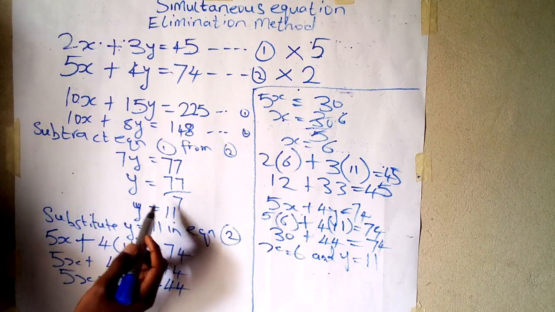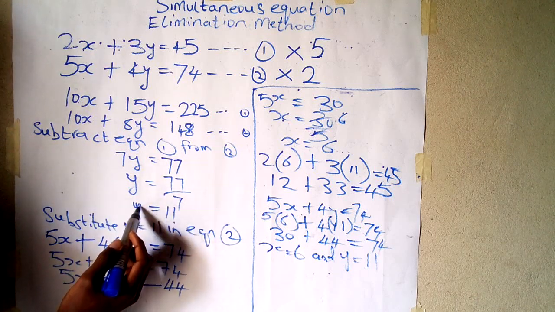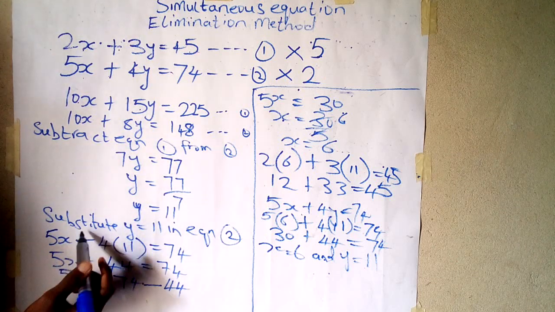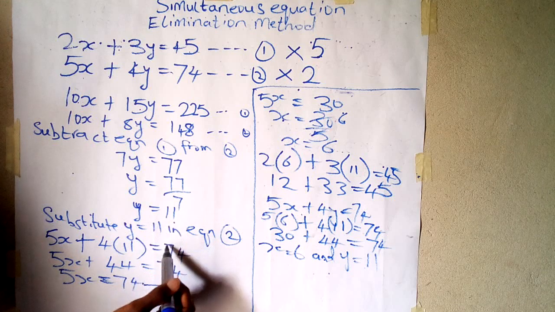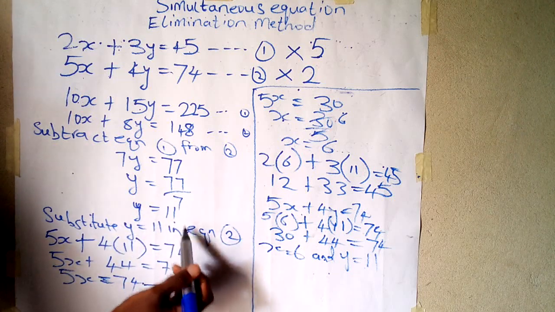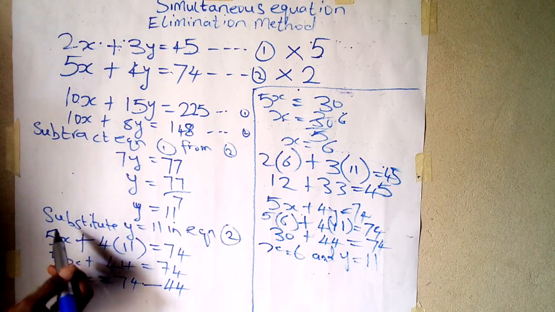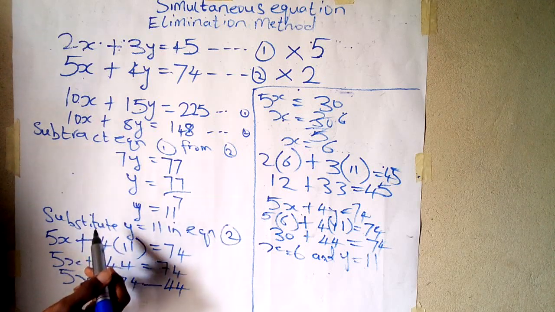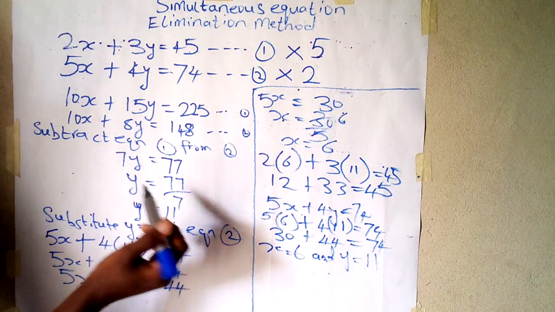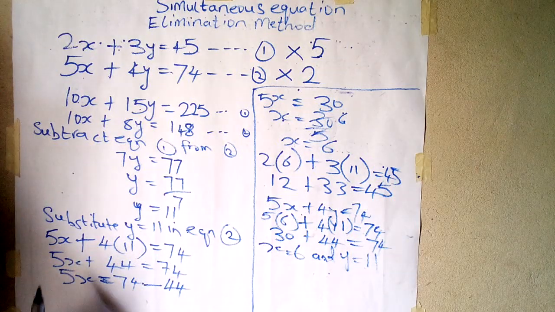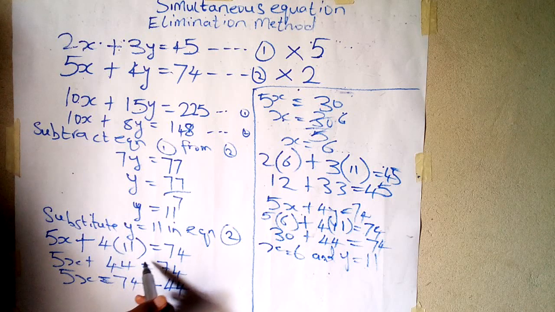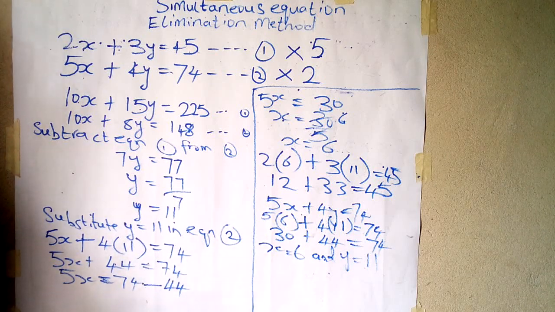Now, after having our answer for the variable y, in order to have the answer for the variable x, we substitute y is equal to 11 in equation 2. From what is written here, substitute y is equal to 11 in equation 2. Here you can say 5x plus 4 bracket 11 is equal to 74. Remember, we are substituting 11 into y. So after that, you say 5x plus 4 times 11, 44, is equal to 74.